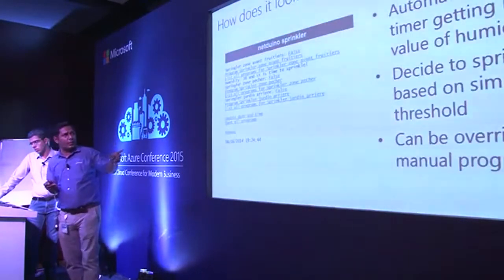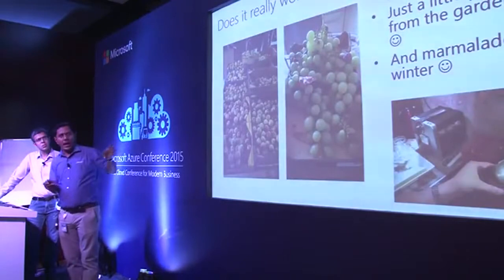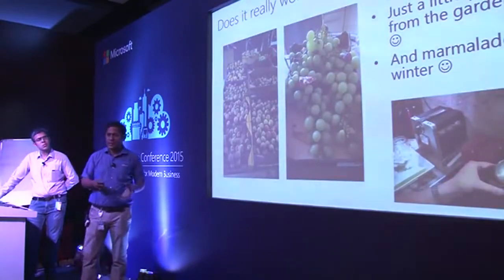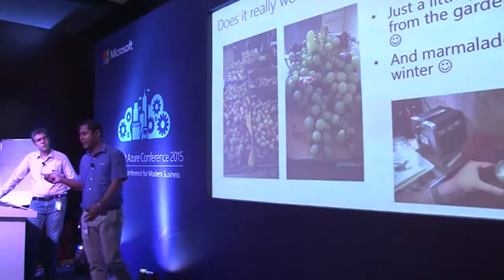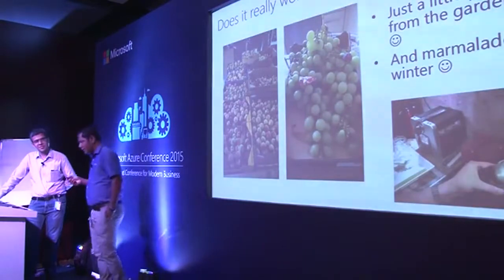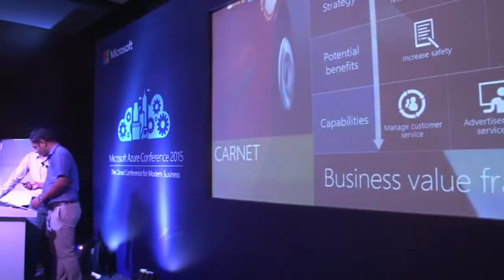What we did was also create a sprinkler system, and when he comes back this time, he has fruits out there. He created marmalade and all, using this. And the good thing is this website is actually working. Do you want to show this quickly?